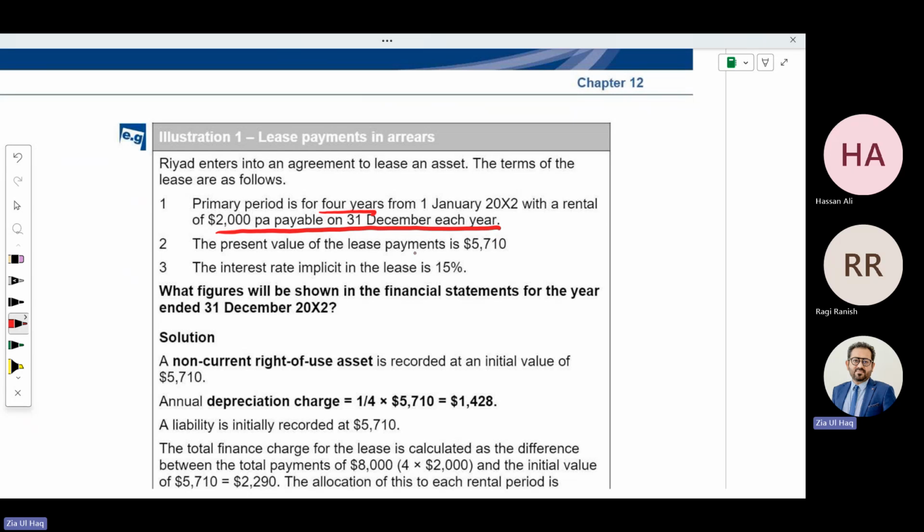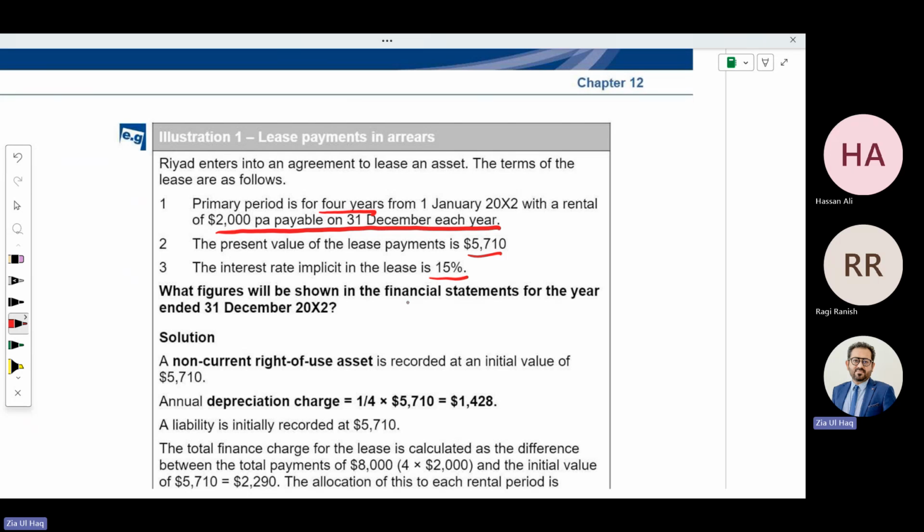The present value of lease payment is given in the question. This is the initial lease, present value of lease liability. The interest rate implicit in the lease is 15%. This is the interest rate given. We don't need a discount factor because we don't need to calculate present value.